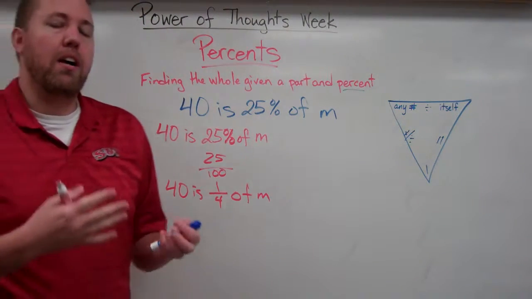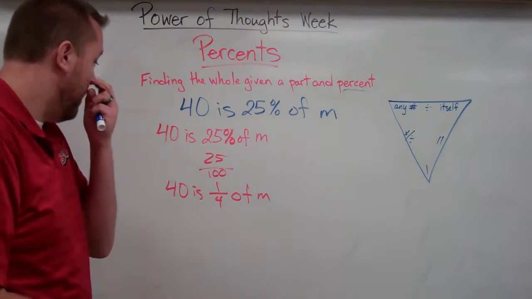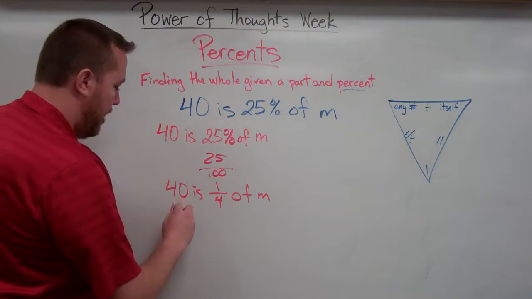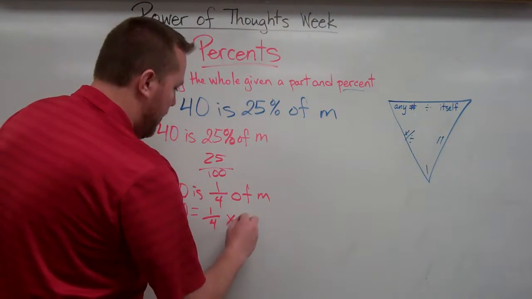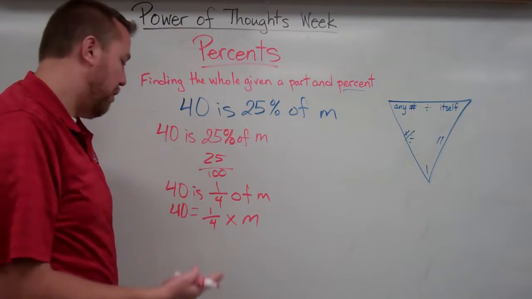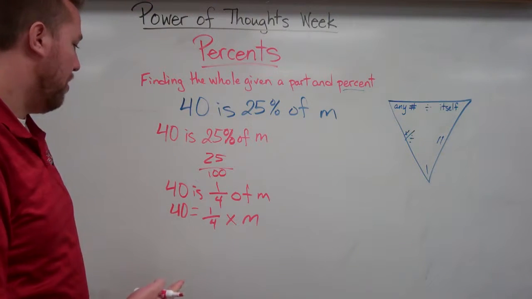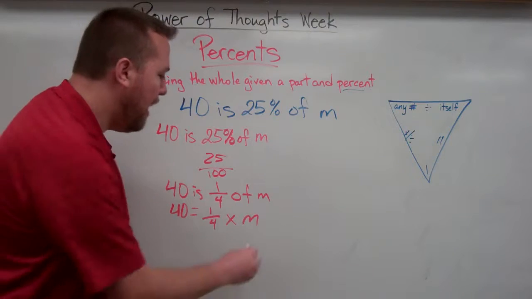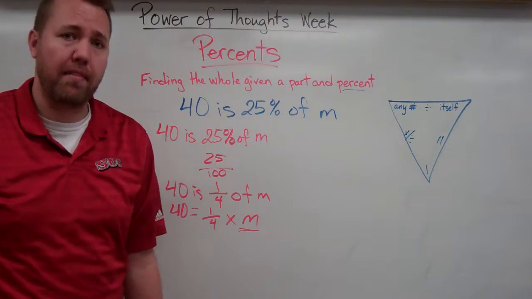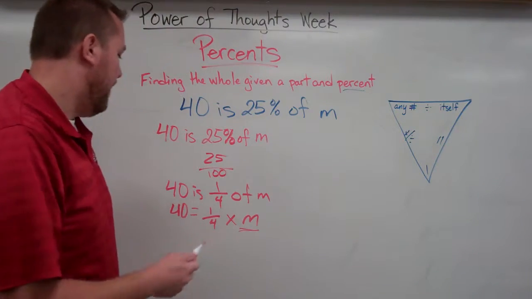Now this is where most students get stuck. They don't know what to do next. My recommendation is to make it into an equation, not a word problem. Is stands for equals, of stands for multiplication. That is its key word. So we have 40 equals 1/4 times m. Well, how do we get m by itself? That's what we're trying to figure out.